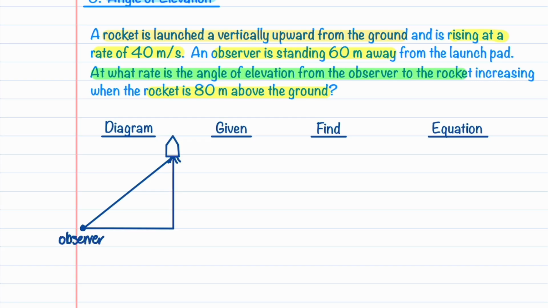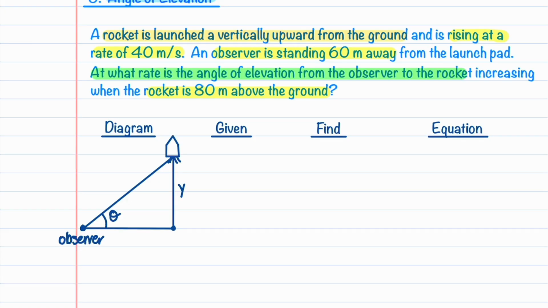Let's let the distance from the rocket to the ground be equal to y. And then this is our angle of elevation, and we're going to let that be equal to theta. The other piece of information that we need to put in our diagram is that the observer is 60 meters away from the launch pad.